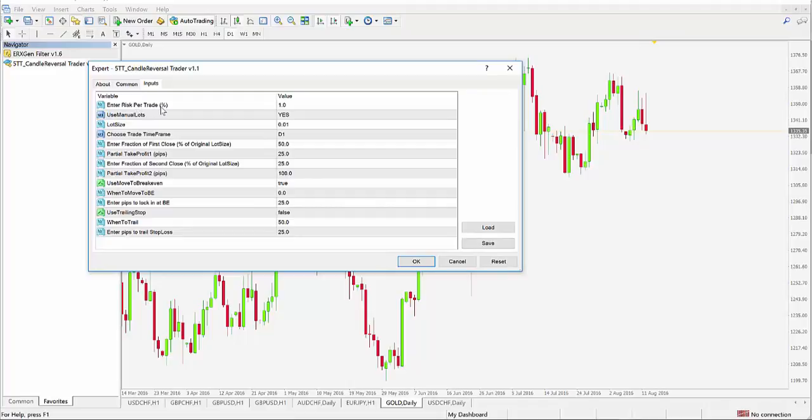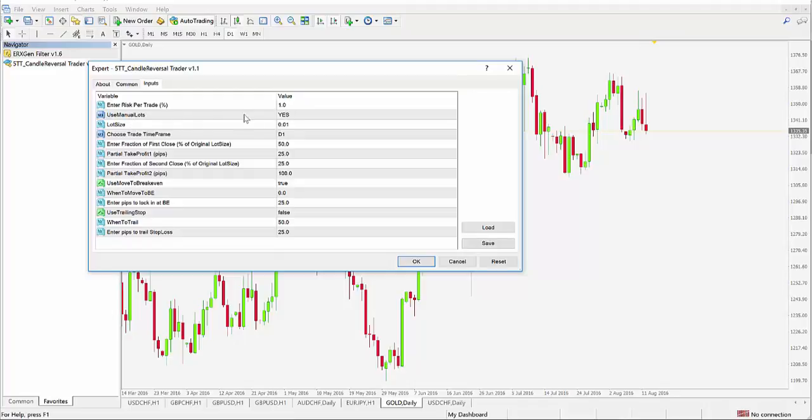Enter risk per trade. Typically, I trade a 3% risk per trade. So every single time a trade opens up, the EA calculates 3% of the equity and works out the size of the trade based on where the stop loss is meant to be placed.